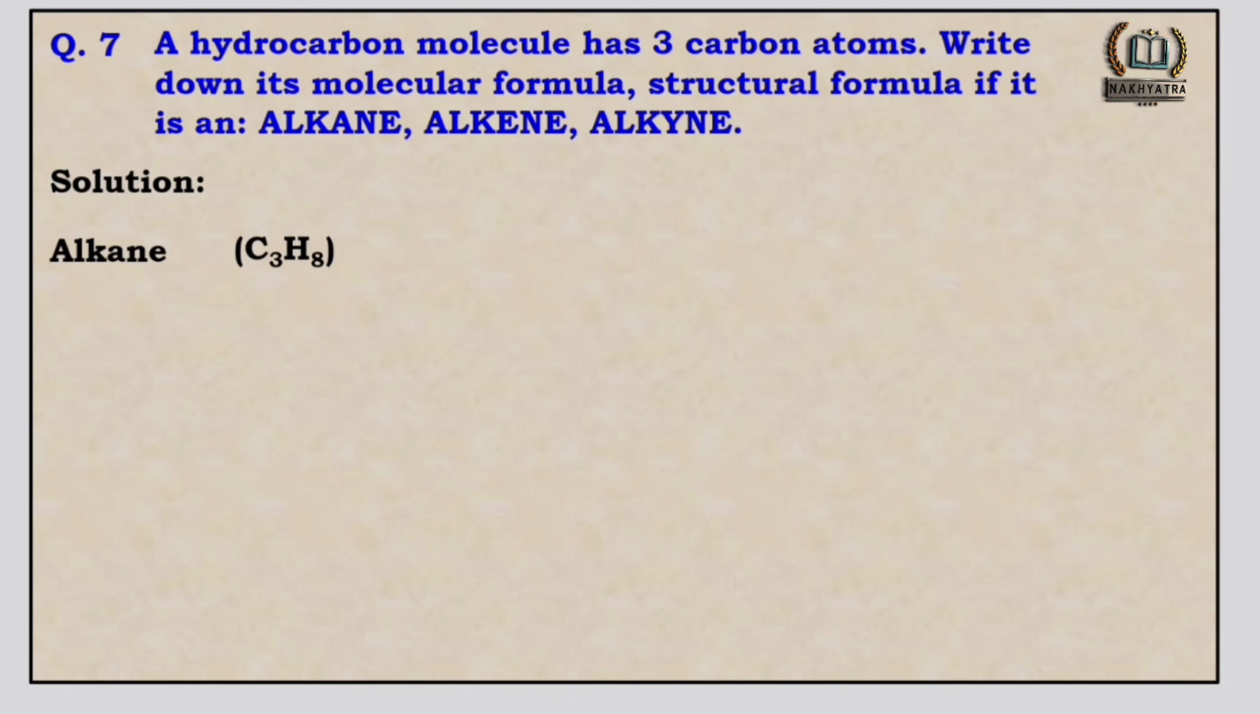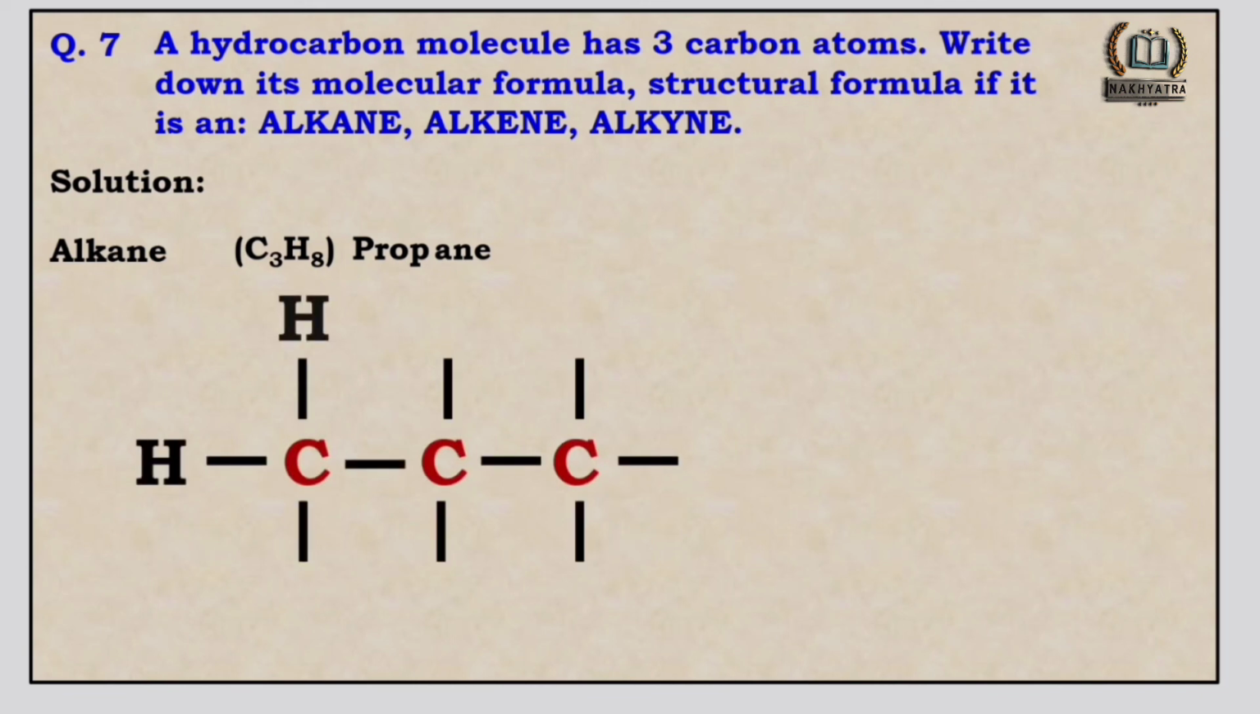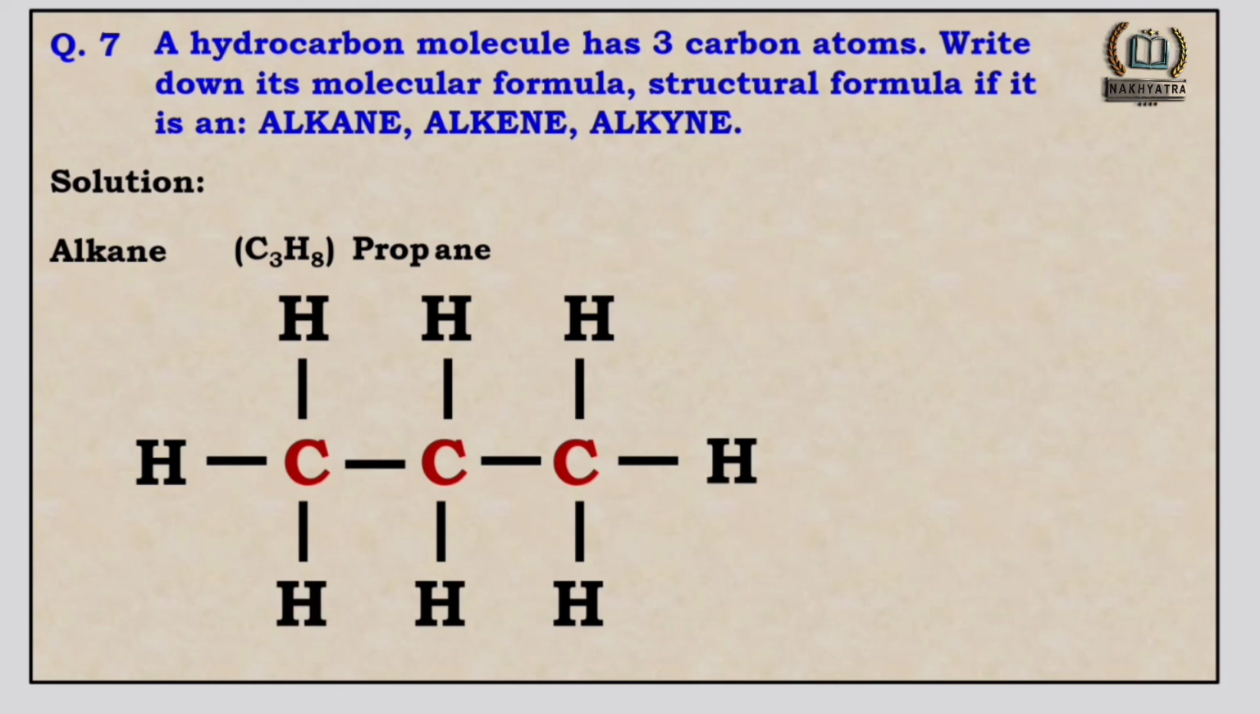Now can you name the compound? Since there are 3 carbon atoms, the root word will be prop and the suffix will be ane since it is an alkane. So the compound name is propane. Alright, now write the structure for propane. So see, this is the structure for propane. Clear everyone? Here all the bonds are single bonds.